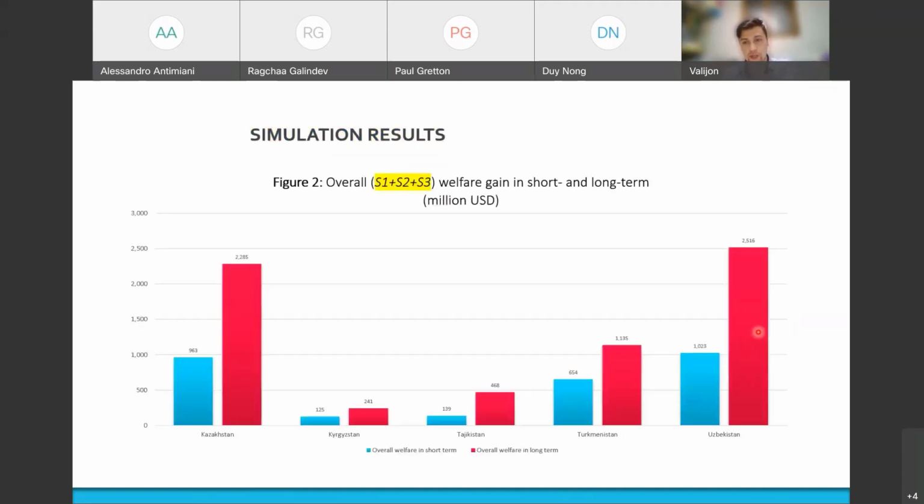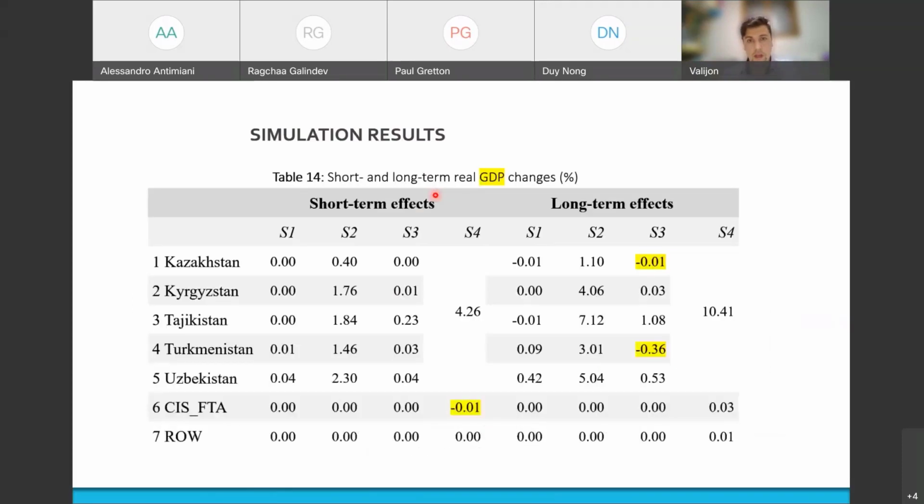And then you can also see here which countries overall gained the most welfare in the short and long term. The conclusion is that Uzbekistan is the country that benefits the most from WTO accession and trade facilitation, plus scenario 3, the customs union among Central Asian countries. And then here are the short and long-term real GDP changes you see here.